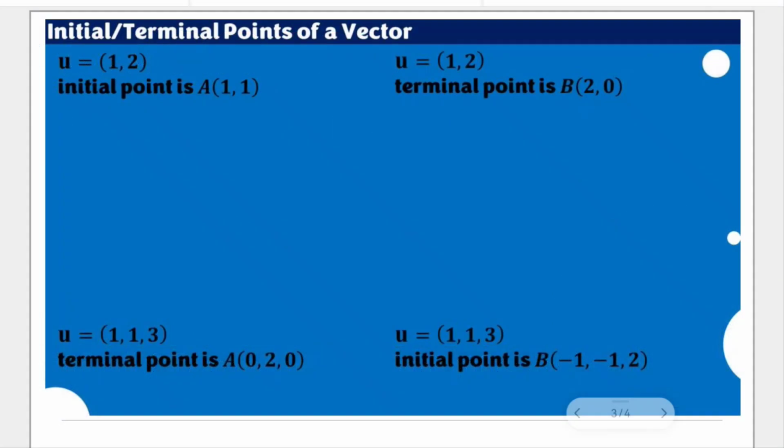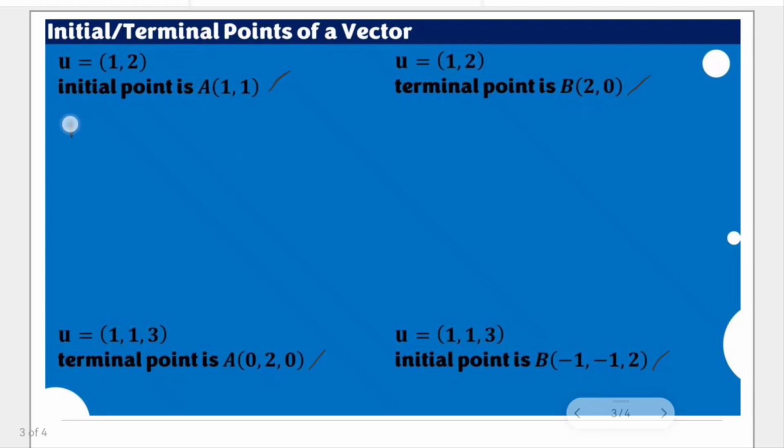Here, we are going to determine the initial or the terminal points of a vector u given the following situations. We have here the initial point, we have here the terminal point, we have here a terminal point and initial points. Take note that we can use the concept for initial and terminal points of a vector in determining its component using this formula. Let me write it here.